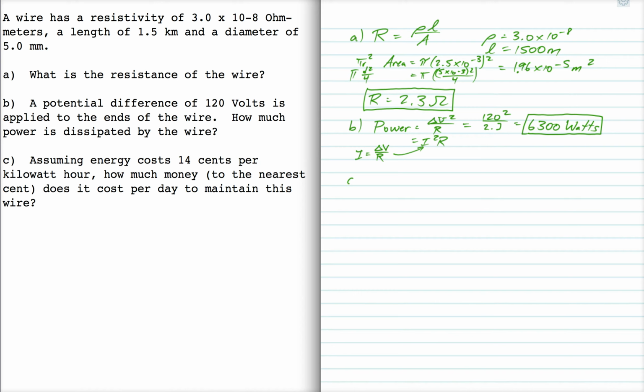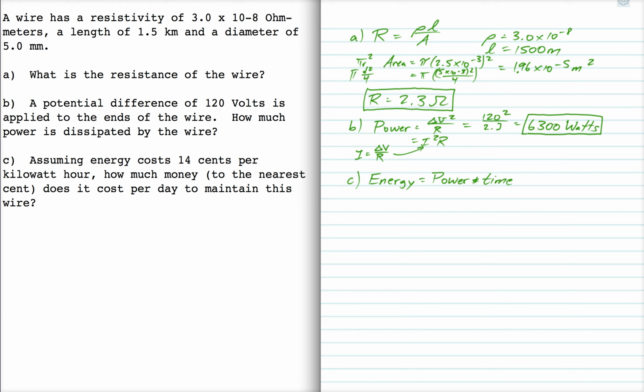For part C, we're asked to find how much money it costs per day to maintain the wire. They give you the cost of energy, so we need to solve for energy. And our formula for energy, the relation to power, is that energy is equal to power times time.